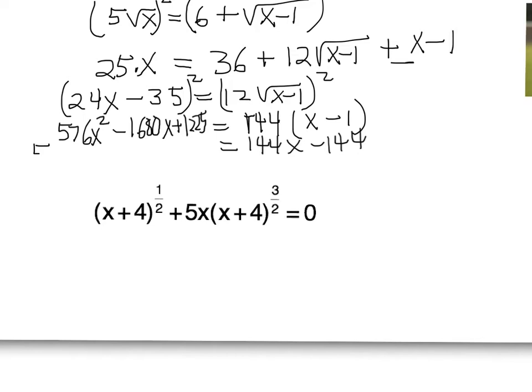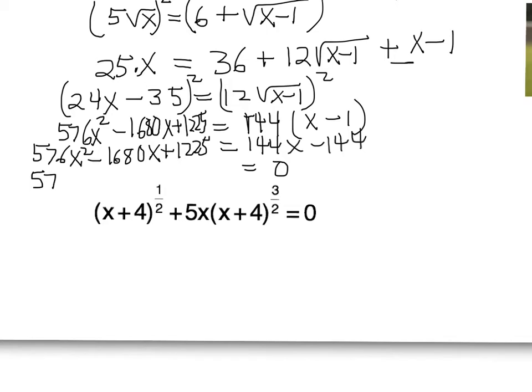So this is 576x squared minus 1680x. I still have this, I'm just writing it again, plus 1225. It's a quadratic, so I'm going to set it equal to 0 now. And that's going to give me, we still have this 576x squared.